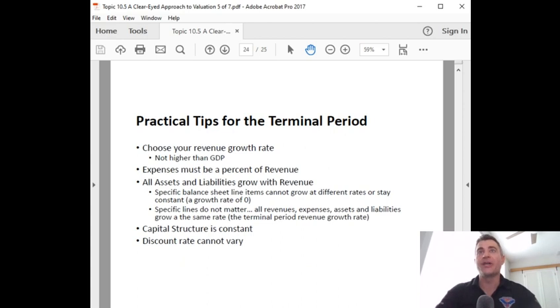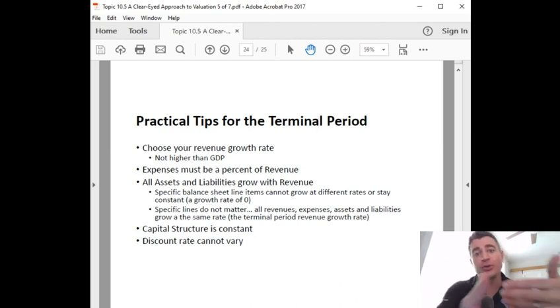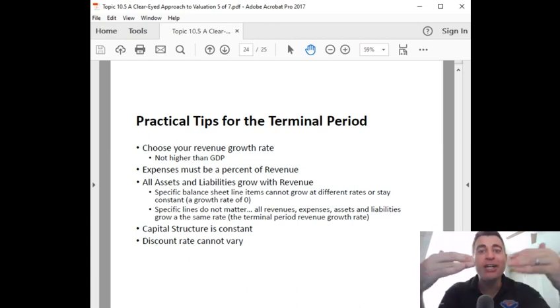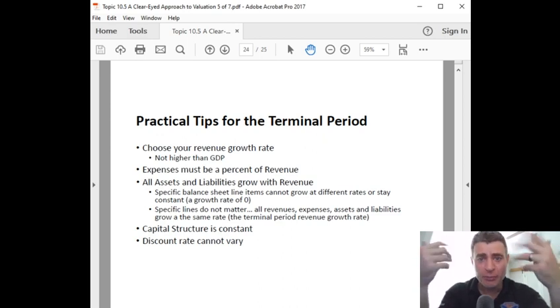All right. Practical tip. I kind of covered some of these. I want to be clear. I think I've actually got all these, so make sure you read them. Everything grows with revenue. In many ways, just want to mention here, all asset and liability growth tracks revenue. In the terminal period, unlike our initial and secondary period, we don't really care about specific line items anymore. All of your assets and liabilities should grow together. So you don't really need to think line by line. You're assuming that they're all going to grow with revenue. So keep it simple. You don't need to go line by line.